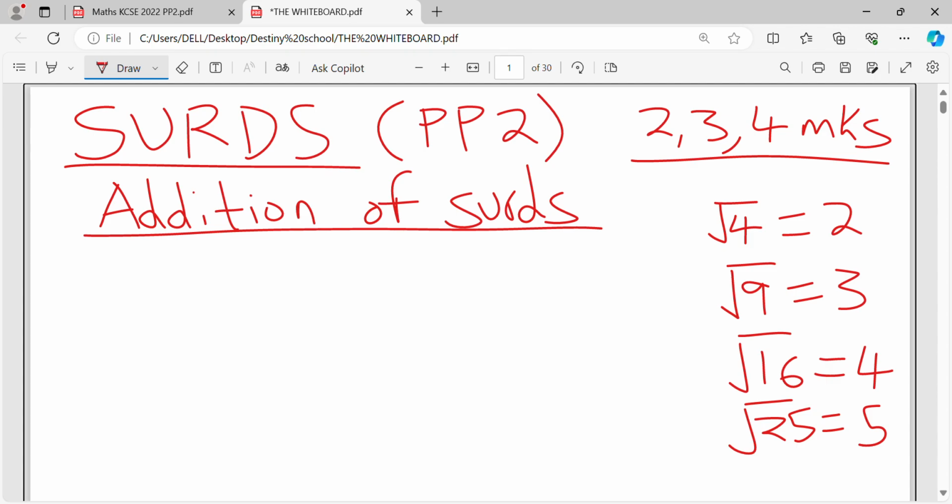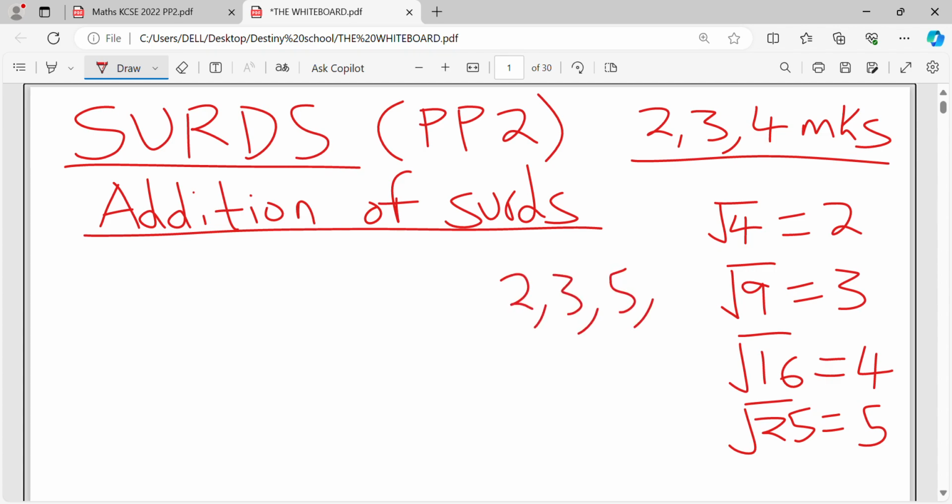When I talk about perfect squares, it means that when you try to find their square root, you are going to get a whole number which does not have any remainder. For example, 1 is a perfect square, 4 is another one, 9, 16, 25, 36, 49, 64, 81, 100, 121. Those are perfect squares, because if you find their square root, you get a whole number.